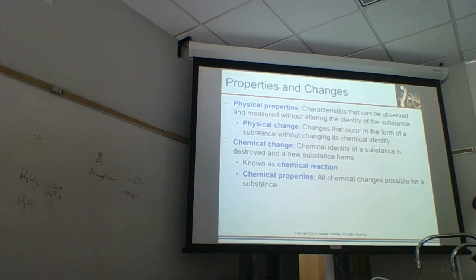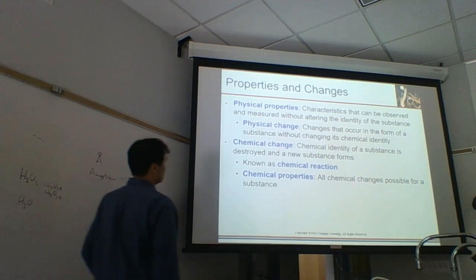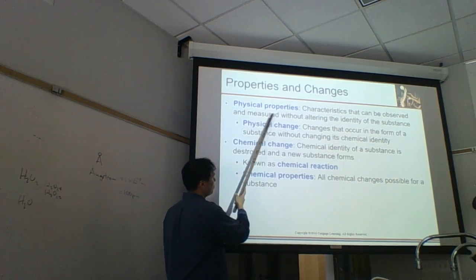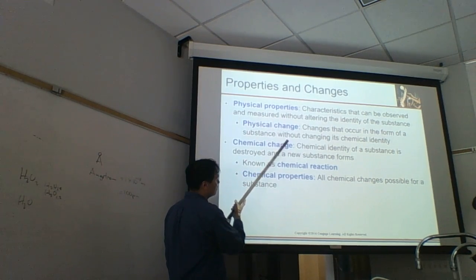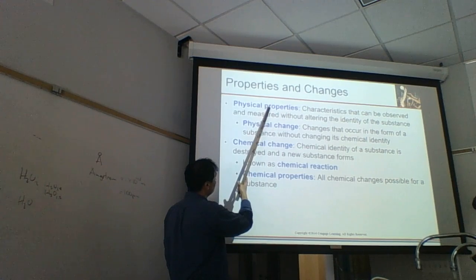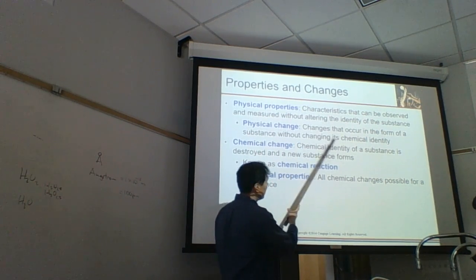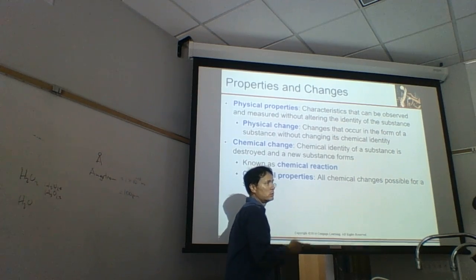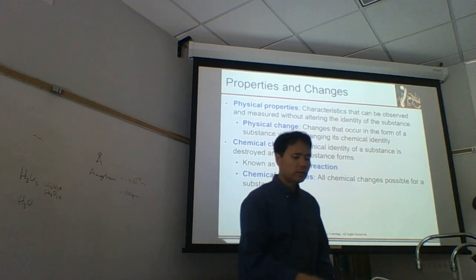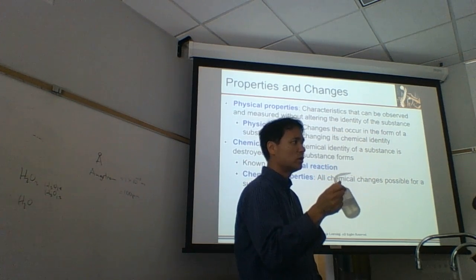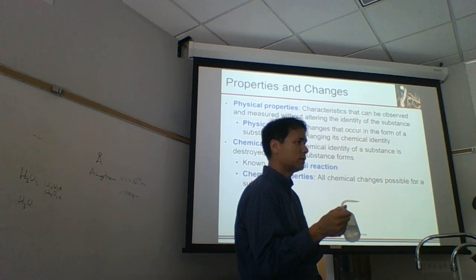For example, physical properties deal with physical changes. So things like boiling water, evaporating water, melting ice, those are all physical properties and physical changes here. In a physical change, before and after, it's still water. So if we take water and freeze it into ice, is it still H2O? It's still H2O. That's an example of a physical change.